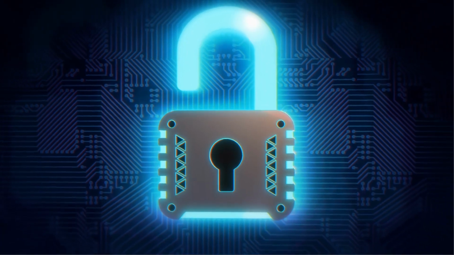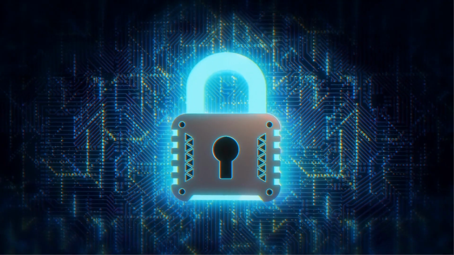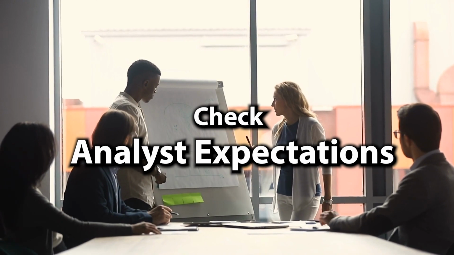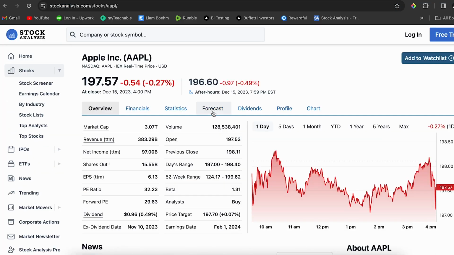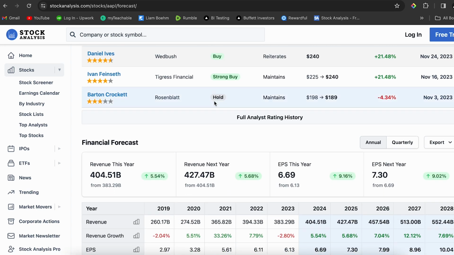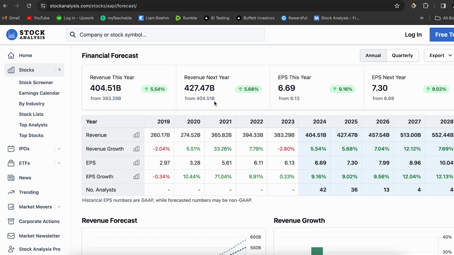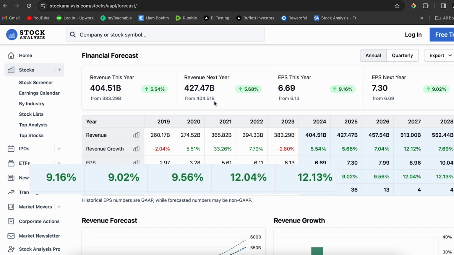But a little hack that you can use as a second source to get your growth rate is by checking analyst expectations. Go to stockanalysis.com, type in Apple stock, go to the forecast section, scroll down, and you can see that about 40 or so analysts also expect Apple's earnings to grow by around that 10% mark.